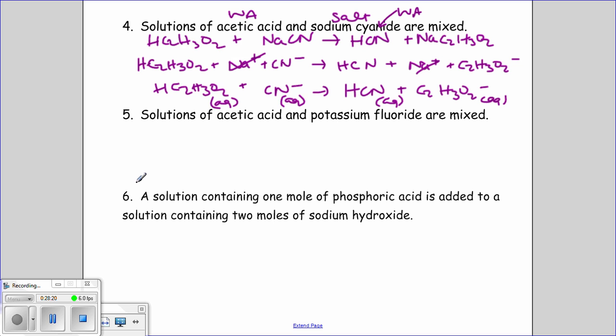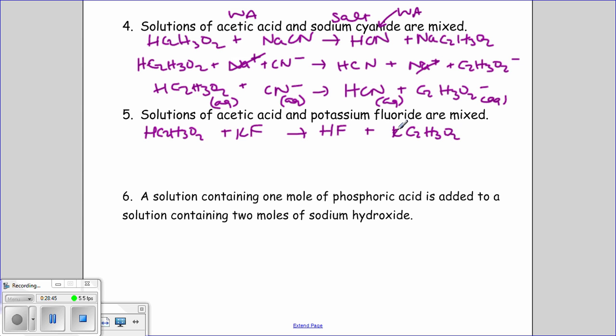Okie dokie. Next, we have solutions of acetic acid and potassium fluoride. So HC2H3O2, our acid, remembering it's weak, and KF, so that's our potassium fluoride. Same kind of story. We've got HF, so hydrofluoric acid. Remember to yourself that's not strong, even if it does dissolve bodies in Breaking Bad.